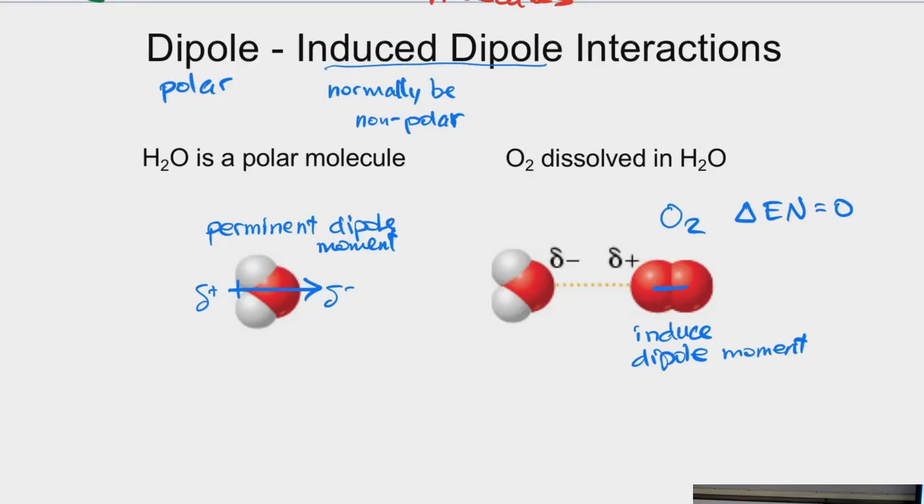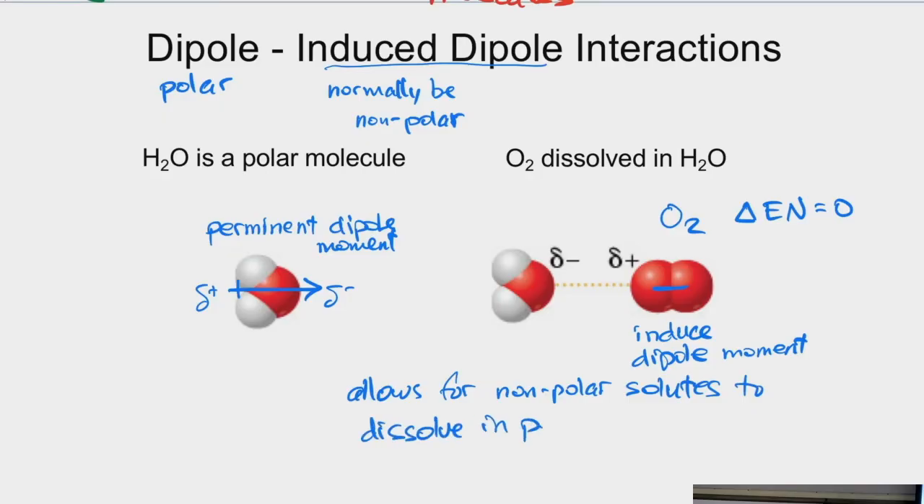So this effect allows for nonpolar solutes to dissolve in polar solvents. Now there you have to remember a couple of words, like solutes and solvents, which you should have learned about in Gen Chem 1. So I'm not going to spend the time to quiz you to remind you of what they are, but I'm going to highlight them. You should know the difference between a solute and a solvent.